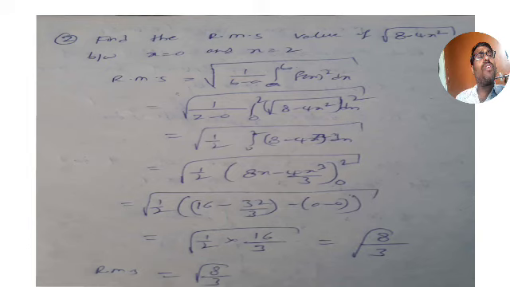Find the RMS value of square root of 8 minus 4x square between the values x is equal to 0 and x is equal to 2. What is the function for which you have to find the RMS value? That is square root of 8 minus 4x square. Square root of 8 minus 4x square is my f of x. And what are the limits? Limits are 0 to 2. Are you getting, guys? So a is equal to 0, b is equal to 2, and f of x is square root of 8 minus 4x square. I think you are able to get this from the question.